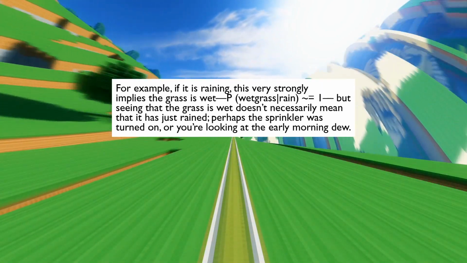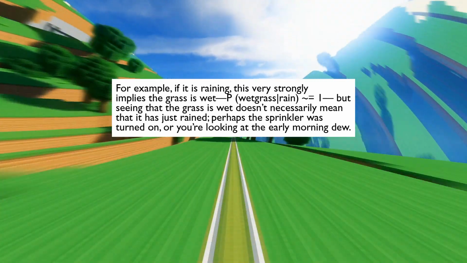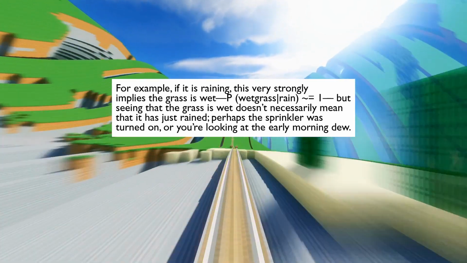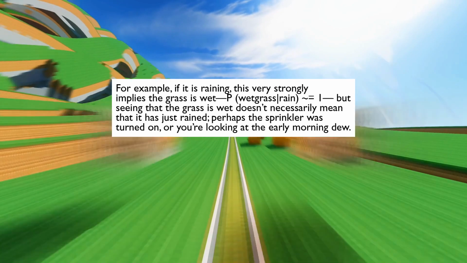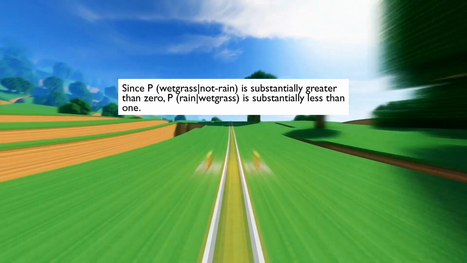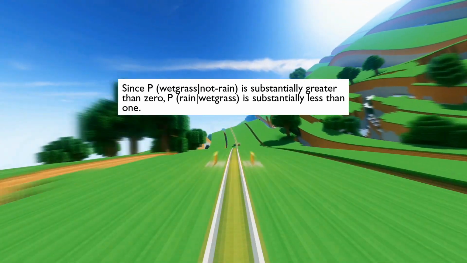For example, if it is raining, this very strongly implies the grass is wet. P(wet grass | rain) is approximately equal to 1, but seeing that the grass is wet doesn't necessarily mean that it has just rained. Perhaps the sprinkler was turned on, or you're looking at the early morning dew. Since P(wet grass | not rain) is substantially greater than 0, P(rain | wet grass) is substantially less than 1.